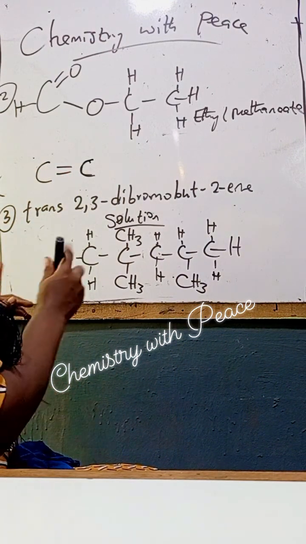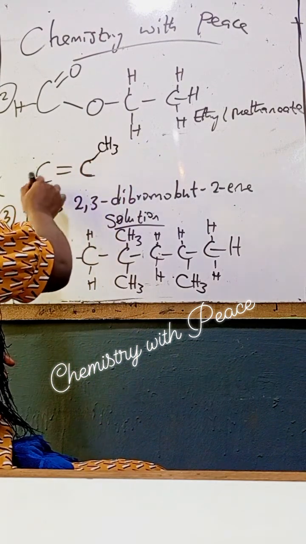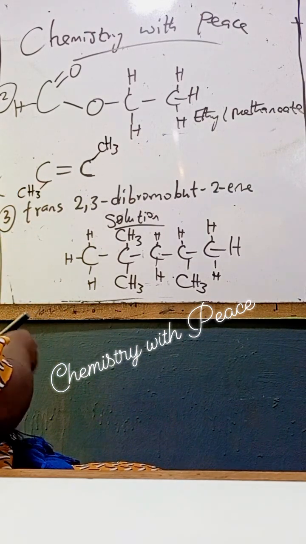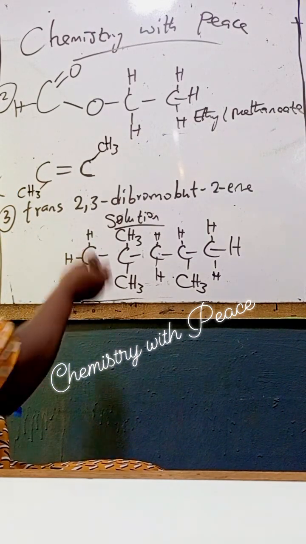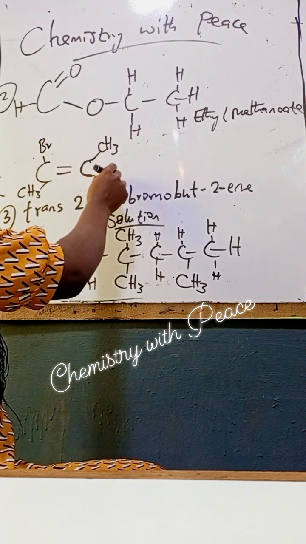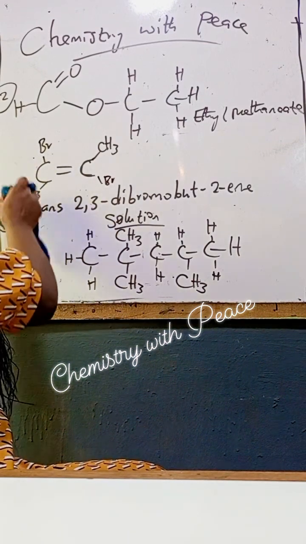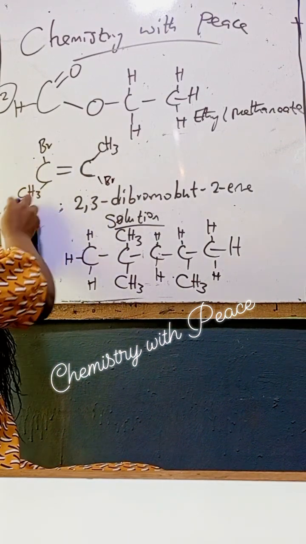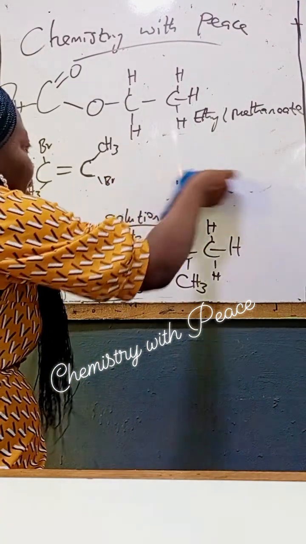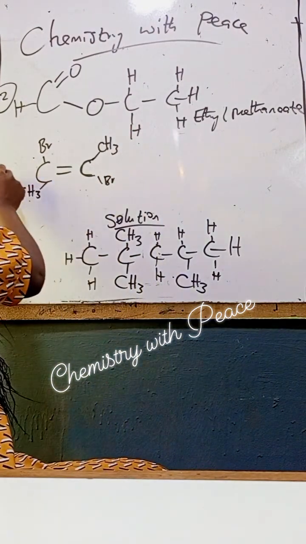In trans, they have to be alternate. CH3, then this CH3. Then we now have our bromo. So this is the answer to the third question.